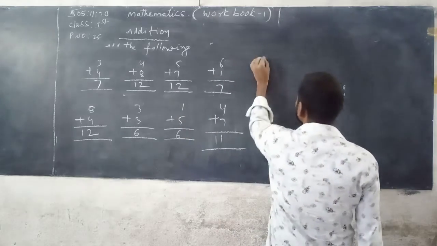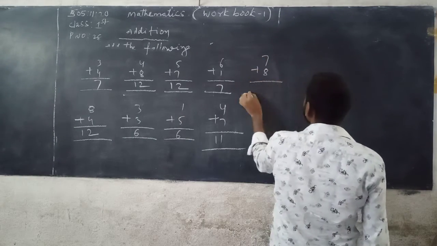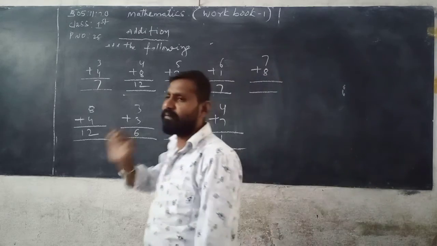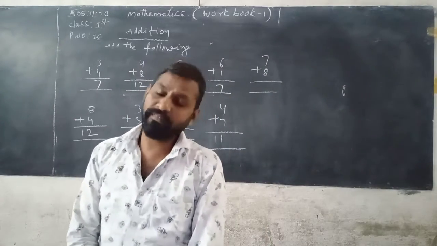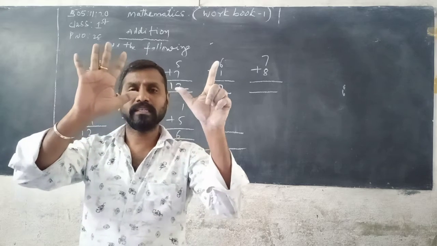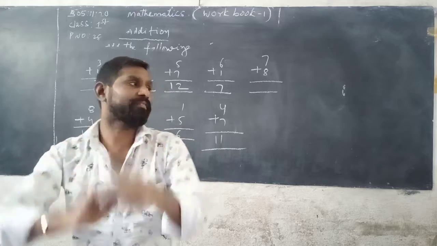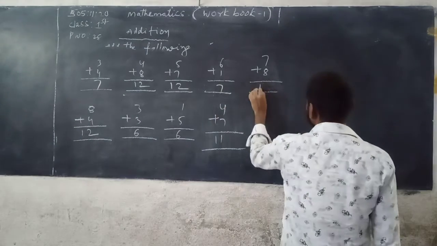Next, 7 plus 8. 8 is the bigger number in this case. Keep the bigger number 8 in your mind and take 7 fingers in your hand. See here, you can count 8, after that 9, 10, 11, 12, 13, 14, 15. You can write 15. That is the sum.